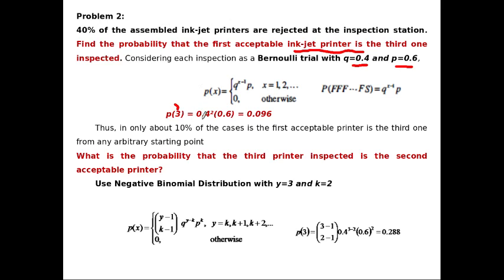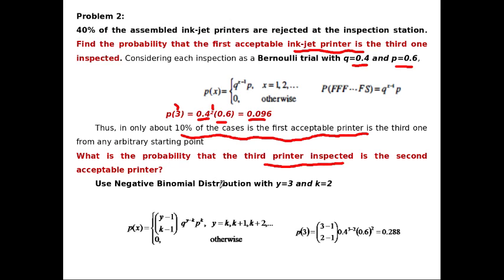So, P of 3 follows the geometric distribution, since we are looking for the first success, at the third one inspected. Therefore, P of 3 equal to 0.4 raised to x minus 1, where the value of x is 3, so 3 minus 1 is nothing but 2, and the value of p is 0.6 raised to 1. So, this is given as 0.096. Thus, in only about 10% of the cases, the first acceptable printer is the third one from any arbitrary starting point.